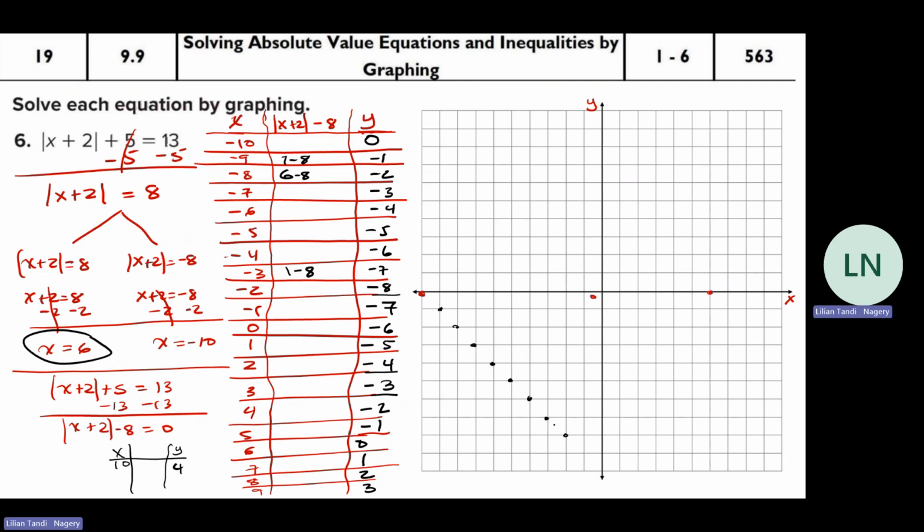0 is with -6. Okay. Am I plotting correctly? -2, -3, -4, -5, -6, -7, -8. Then I start going like this. There you go. And then with your ruler, you join your dots.